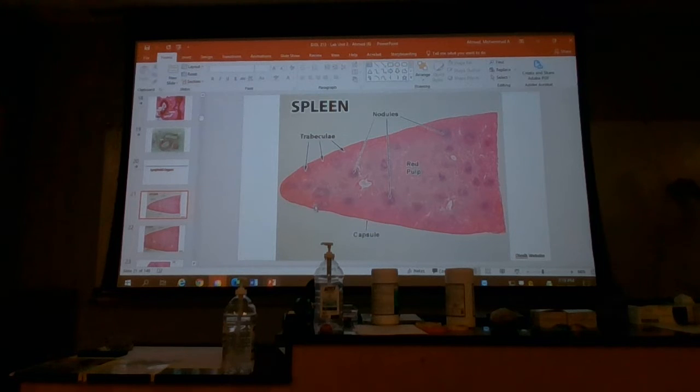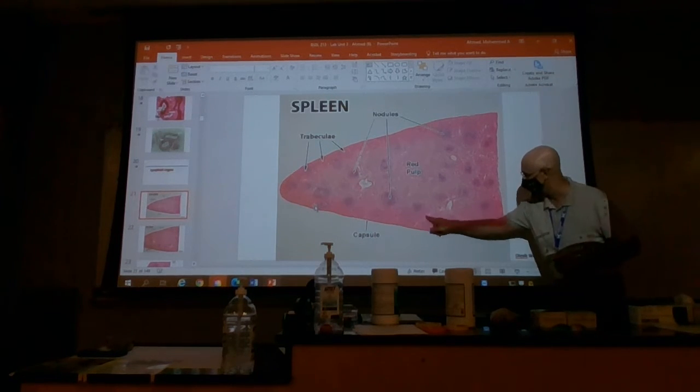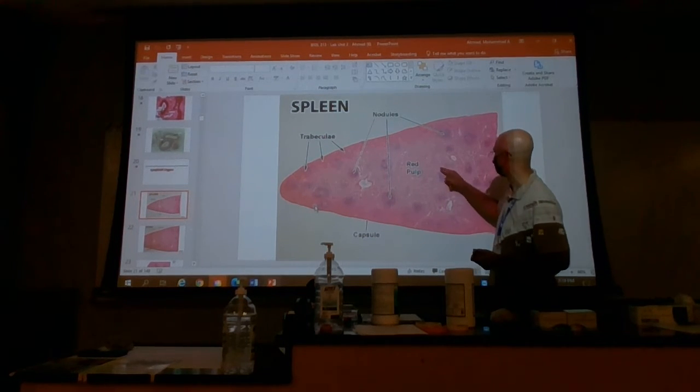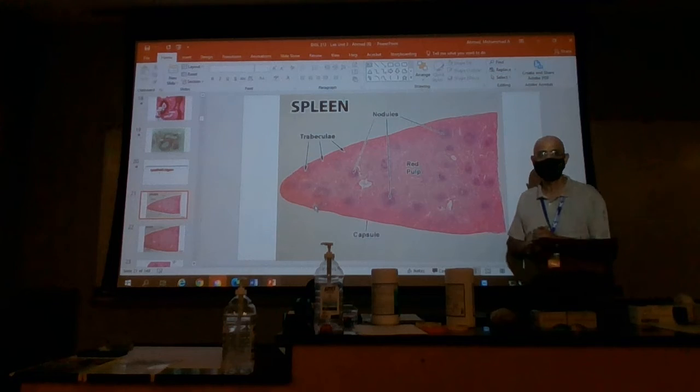That's called the capsule. And the capsule comes deep inside and forms these partitions. What are these partitions called? Trabeculum. Matthew, you're awesome. So all these are trabeculum, the dark pink things. Even these guys, these are trabeculum coming in.